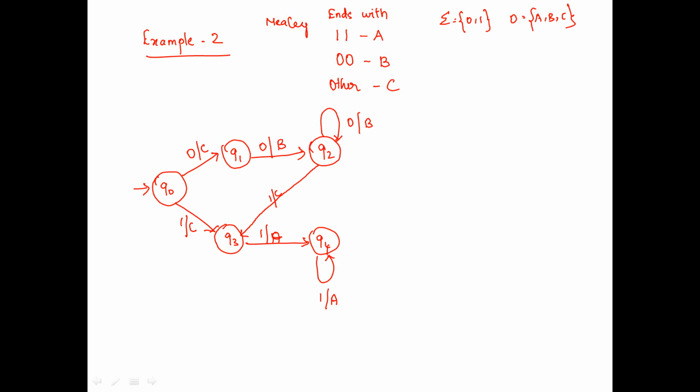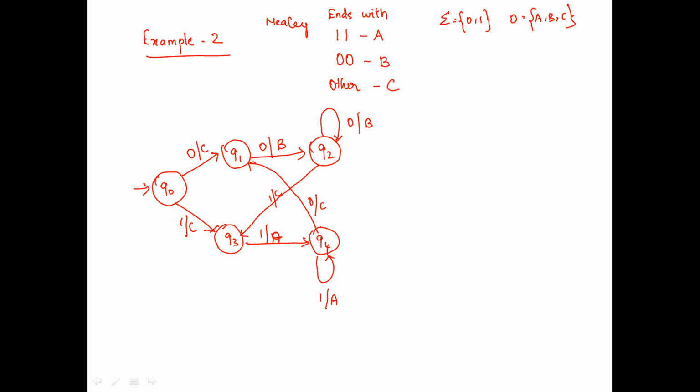Similarly, when Q4 sees a 0, it has seen 1, 0, okay. So it has to go to Q1 to check for the other 00 termination. So Q2 and Q4 are completed. Now we have to complete Q1 and Q3.